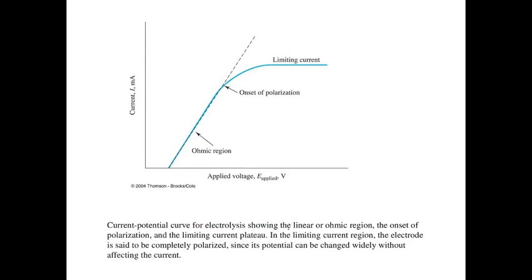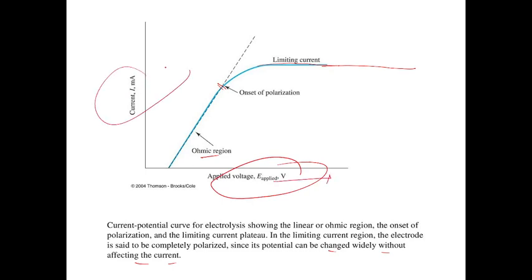Now the current potential curve for electrolysis shows the linear or ohmic region. This region up to here is known as the ohmic region. Then the onset of the polarization and the limiting current plateau. This is the limiting current plateau. Limiting current means your current is limited: you are increasing voltage, but the current is now at a limiting value. Since the potential can be changed widely without affecting the current, in this area you can increase voltage, but your current will not change.